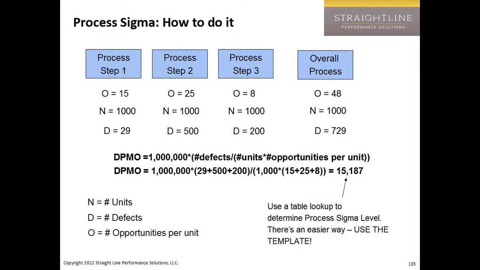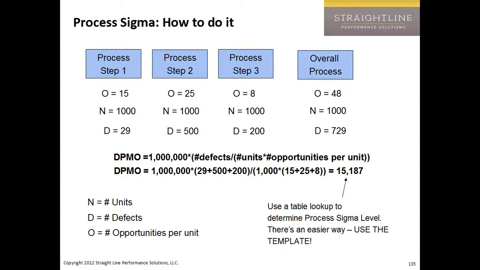Now I'll get back to the regularly scheduled program. Sorry about that. Okay, at this point we're going to use a table lookup to see what our process sigma is by looking at the defects per million opportunities. Okay, we'll get to that in just a moment, but it all starts with DPMO.